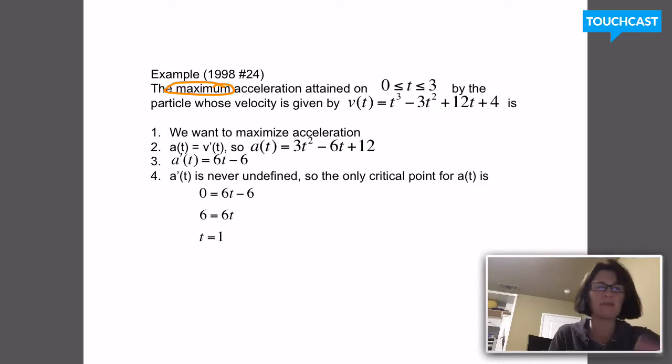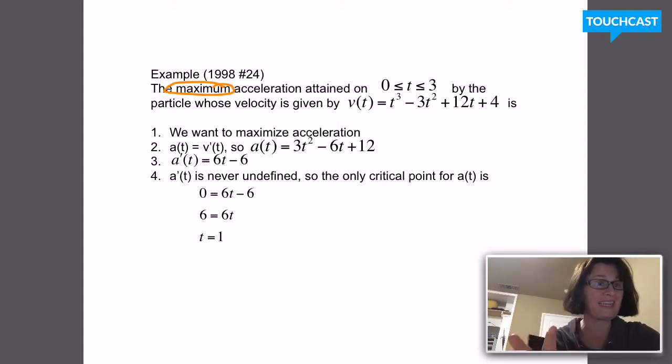And I do have to remember, it doesn't happen to matter here, I also need to check any place where a prime of t would be undefined. But a prime of t, 6t minus 6, is linear. Linear functions, there's nothing about a linear function that could be undefined. I don't have a 0 in the denominator. I'm not trying to take the logarithm of a negative number or of 0. And I have no radicals that I could be trying to take the square root of a negative number. Okay, so step 4, I've got my critical point.